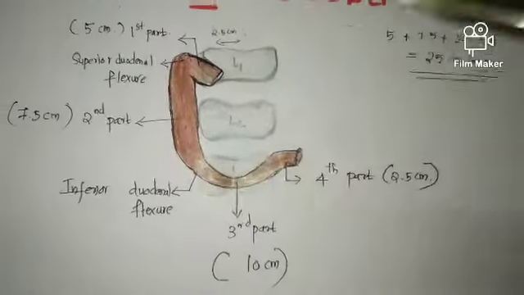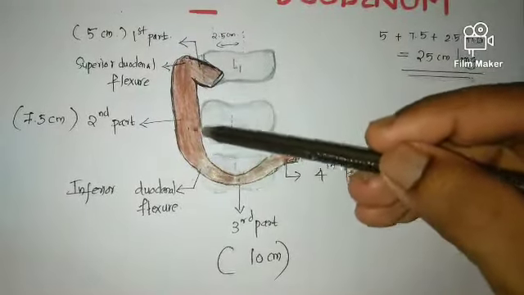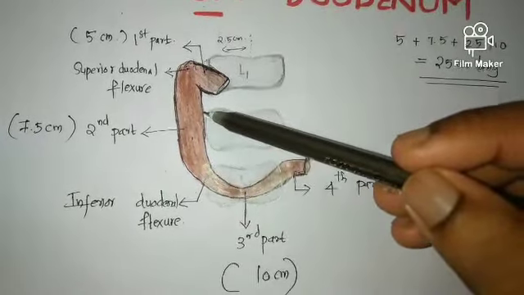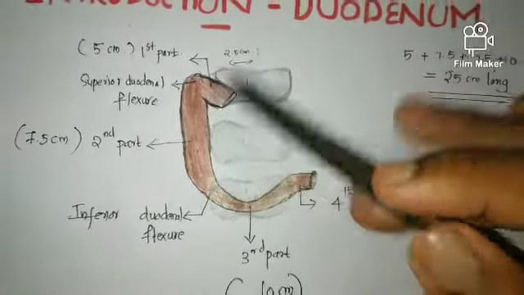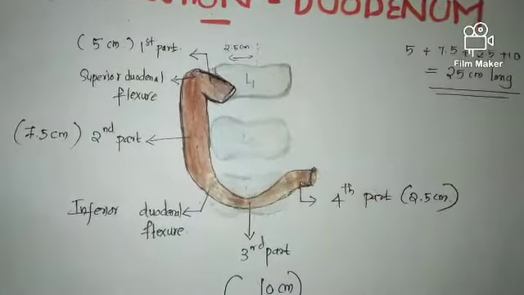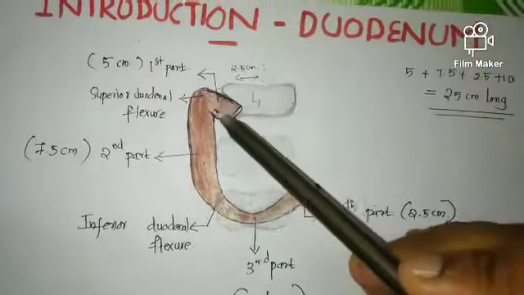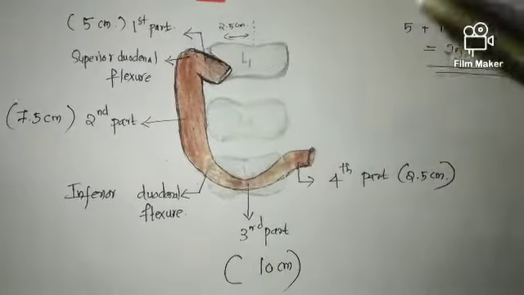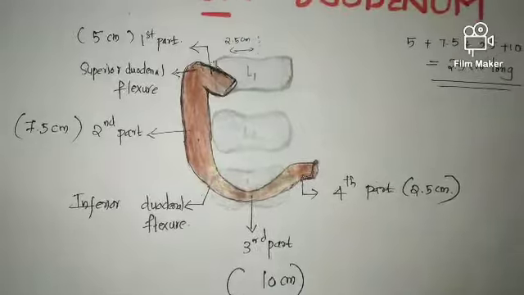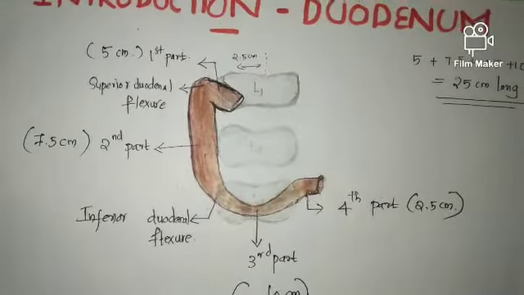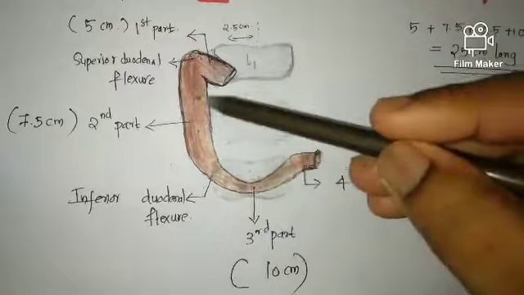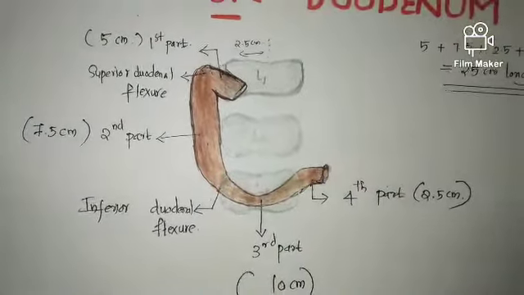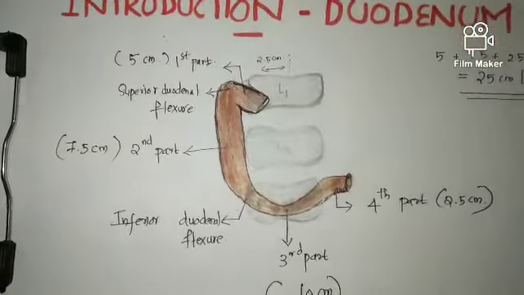In the second part, you can see this concavity. In the second part, the head of the pancreas is situated. When we consider the small intestine, the duodenum is lying most deeply compared to other structures. The jejunum and ileum are easily accessible, but the duodenum is least accessible to physical examination. So this is the introduction of the duodenum.